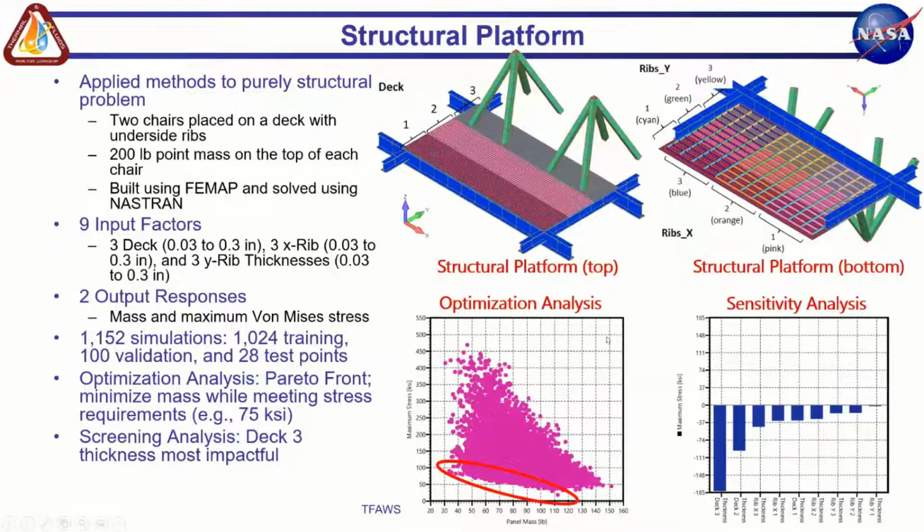And then we just ran a couple of different analysis cases to kind of see, hey, what could we do with this ROM? Again, trying to leverage the speed of the reduced order model. And on the left-hand side, we did essentially an optimization analysis where we're basically just covering these input factor ranges. So the deck, the X rib, and the Y rib thicknesses were varying from 0.03 to 0.3 inches.